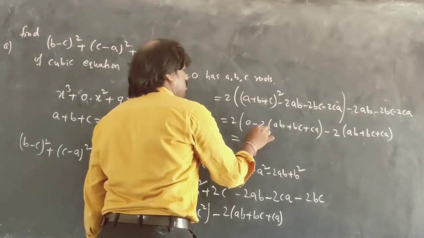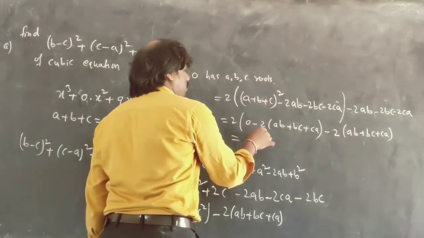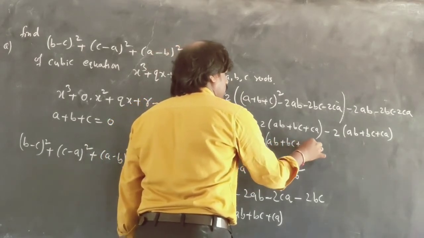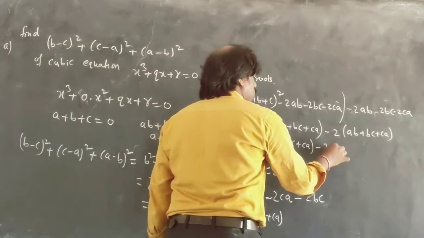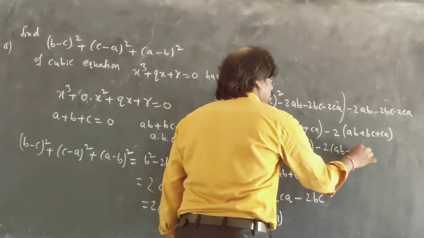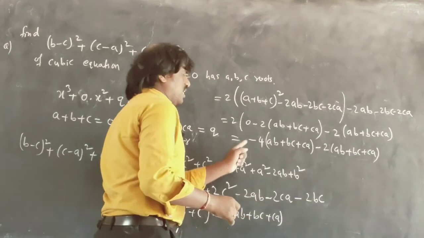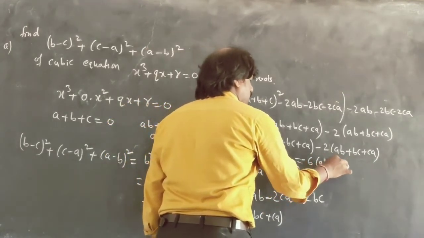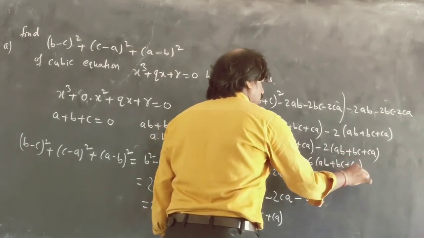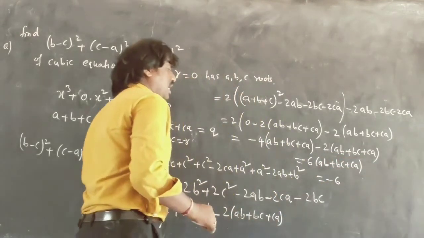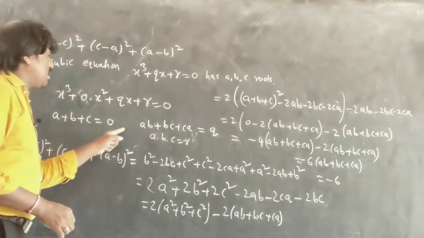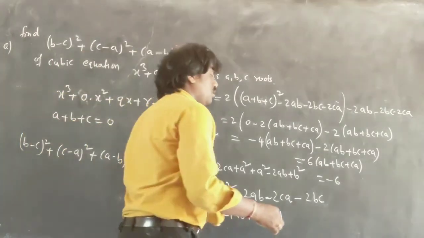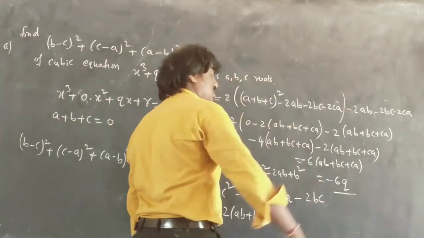If I multiply this one, minus 4 times AB plus BC plus CA, and here is 2 times AB plus BC plus CA. So finally I am getting minus 6 times AB plus BC plus CA. What is the answer? AB plus BC plus CA is Q. So I am getting the answer as minus 6Q.